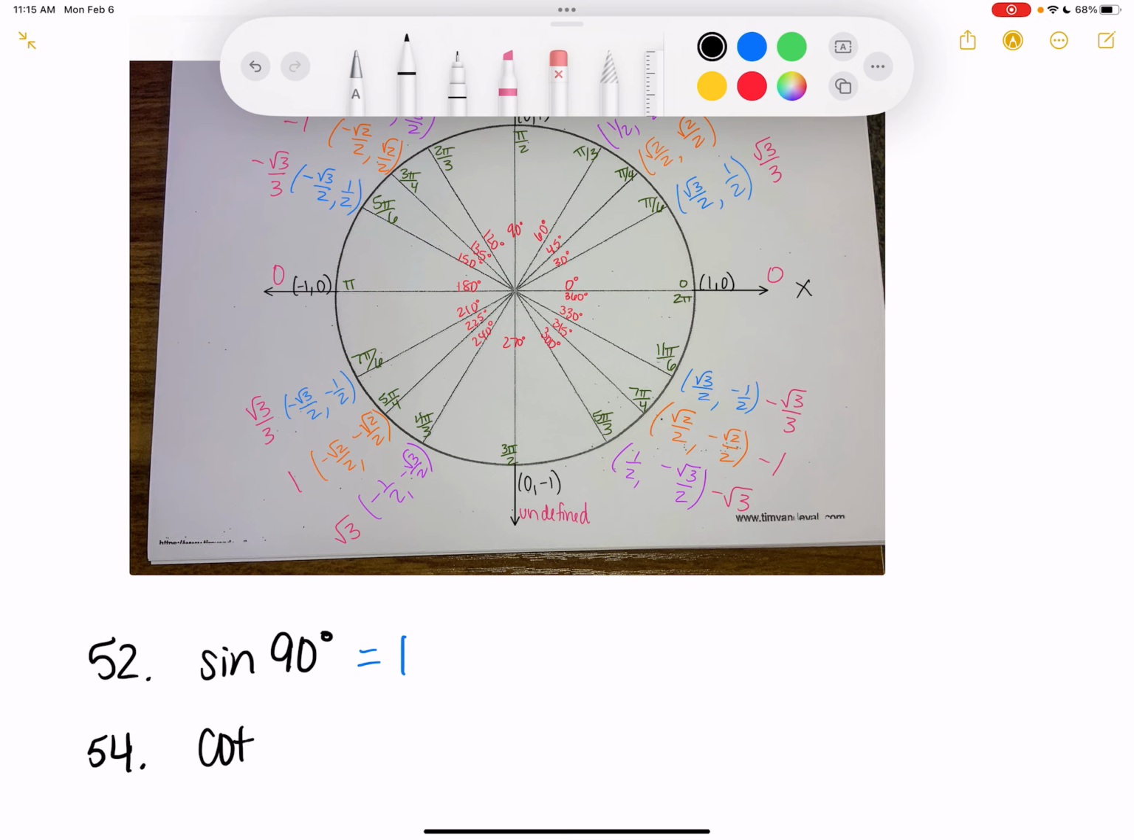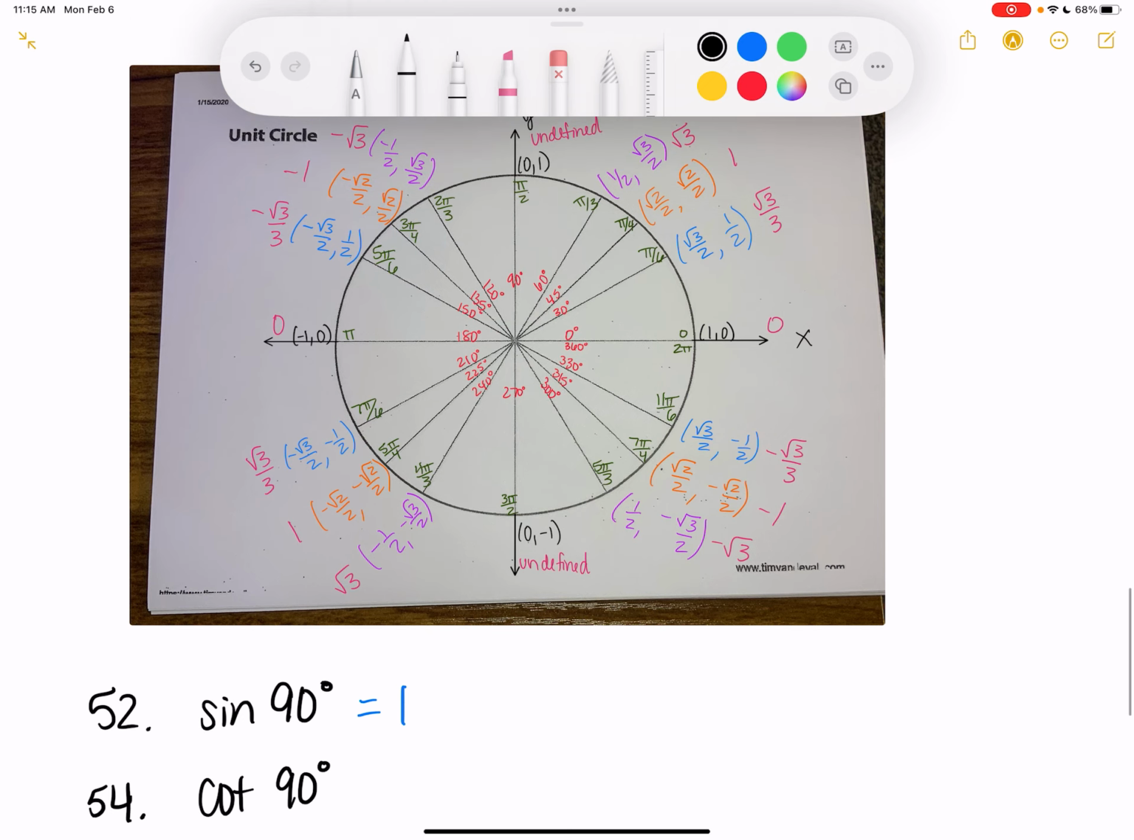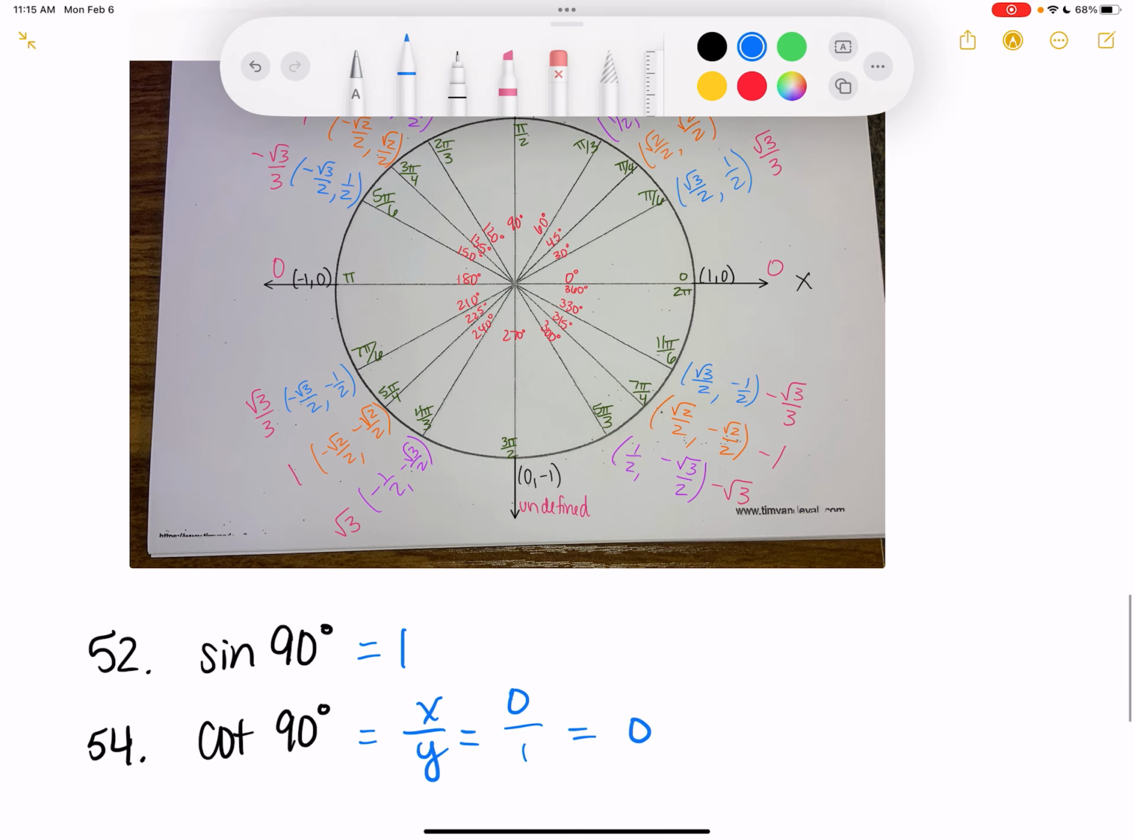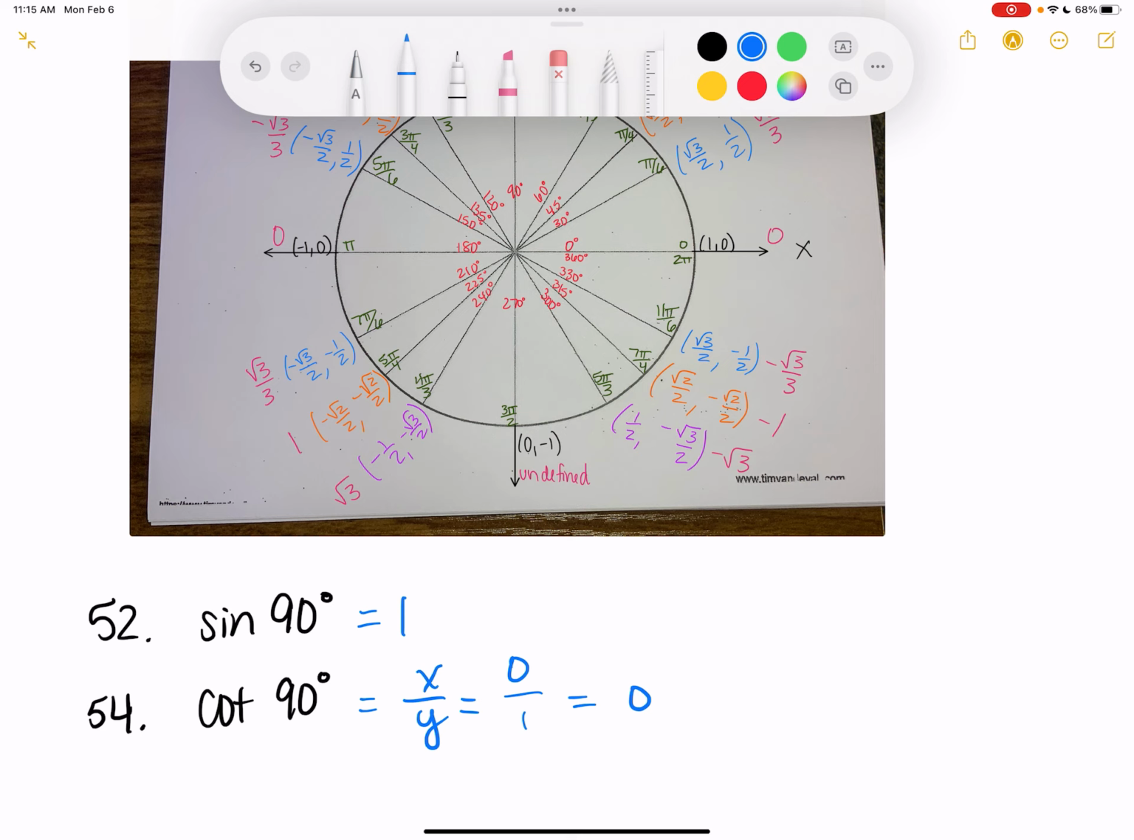54, the cotangent of 90 degrees. So if tangent is y over x, then cotangent is going to be x over y. So that would be 0 over 1, which is 0. 58, cosine of negative 90 degrees. Zero.